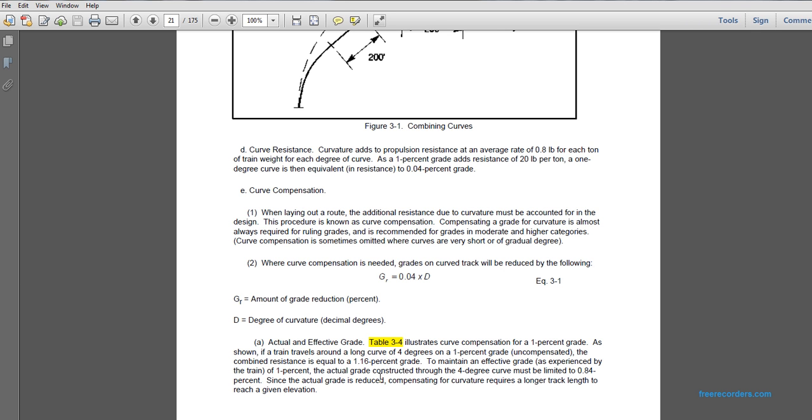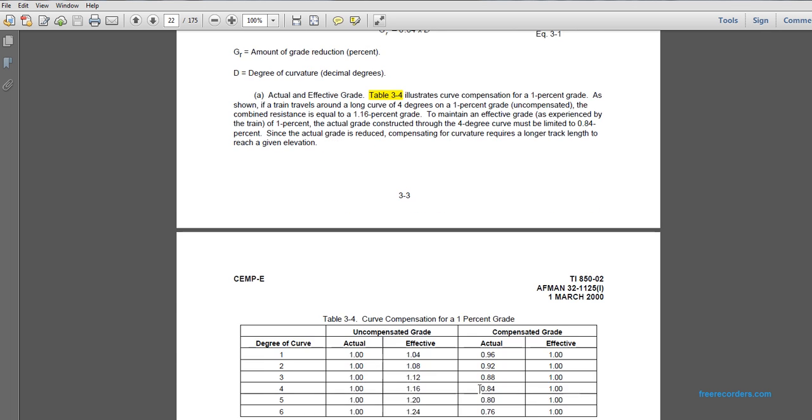Actual effective effort, Table 3-4. Table 3-4 illustrates the compensation of a 1% grade. Shown in the table is a long curve of 4 degrees on a 1% grade; the uncompensated combined resistance equals a 1.16% grade. To maintain an effective grade experienced by the train of 1%, the actual grade constructed through the 4 degree curve must be limited to 0.84%. Since the actual grade is reduced, compensating for curvature requires longer train length to reach a given elevation.